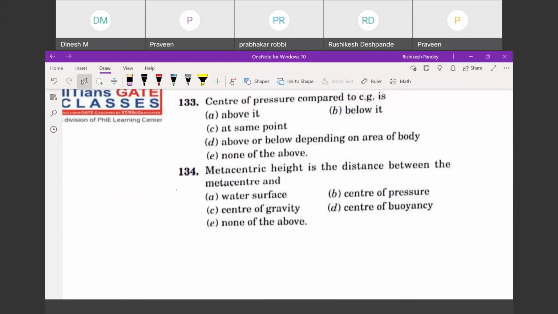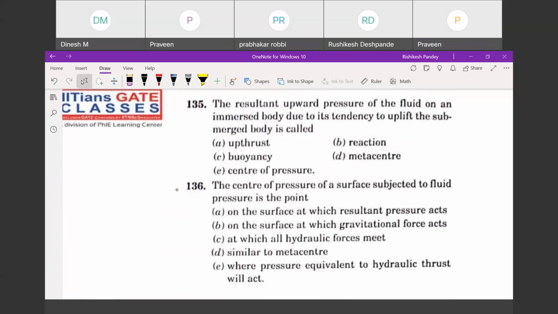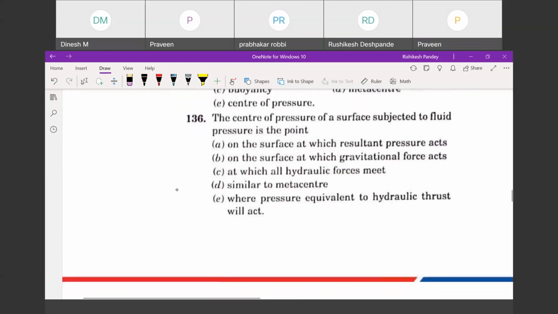We have solved this one already. Yes. GM, na? M is anyway the metacenter. G is the center of gravity. 135. Yes, it is C. Repetitive question, but here it is asking in a different way. That's all. 136.